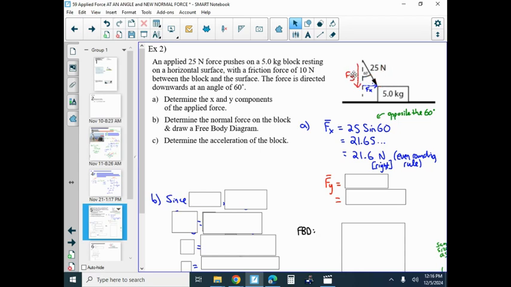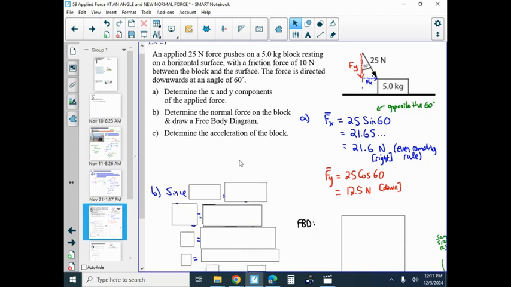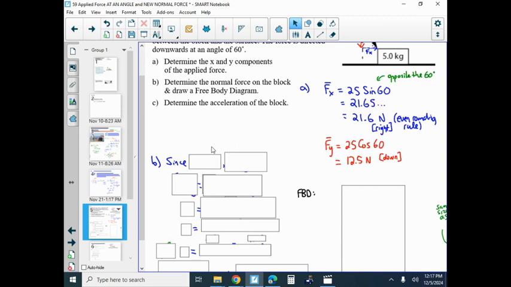And then the y component, you can tell it's adjacent to the 60. So we're looking at cosine of 60 times that 25, giving us that value. And now I wrote it down, obviously in the net force realm of things, it would be a negative number. So that's what we'll do next to determine the normal force on the block. We know that it's not accelerating, it's sitting on a level surface, so we know the net force is 0.